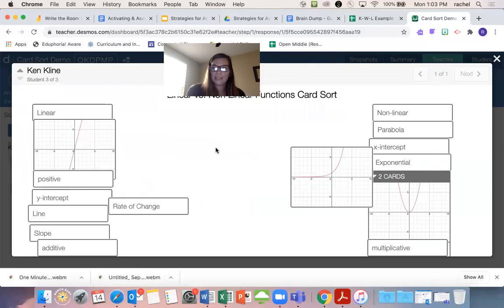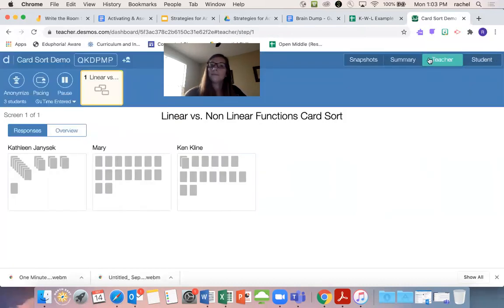I can look at this one and see that this person sorted on two sides. I have all my nonlinear features on one side and all my linear features on the other side. So I really like Desmos for this. Desmos has added features that you can sort by class now. So you can assign each class the separate activity and not all of your students' responses will be under one.